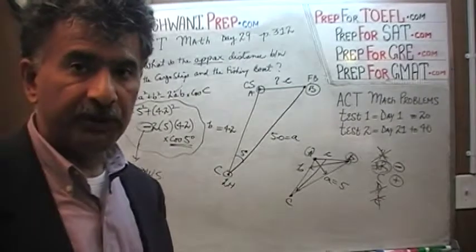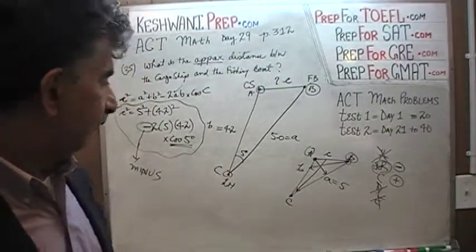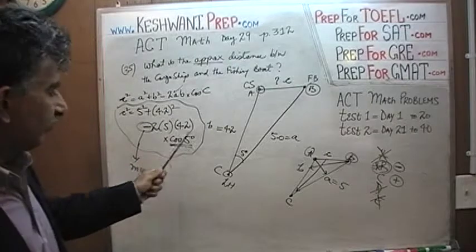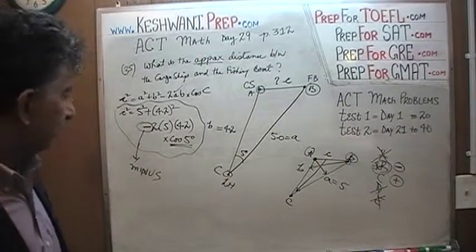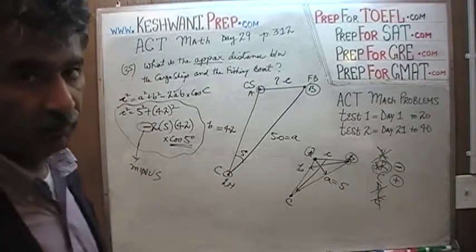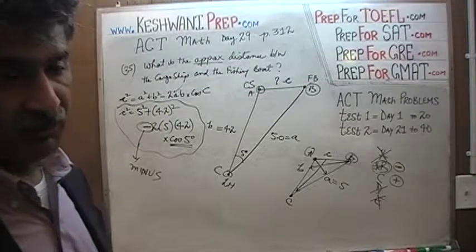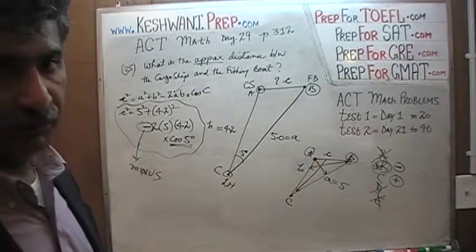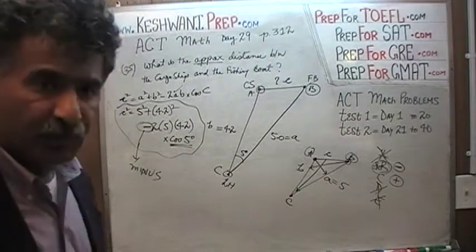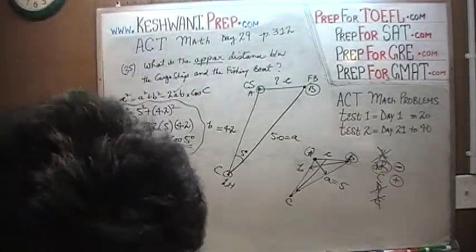The only difference between B and C is that one contains negative 2 times 5 times 4.2 cosine of 5 degrees, and the other one is positive. You have to pay very close attention, otherwise there's a chance that you might end up making a careless mistake. You understand? That's the only difference. Let's move on to number 36, shall we? That's it, we're done with this one.